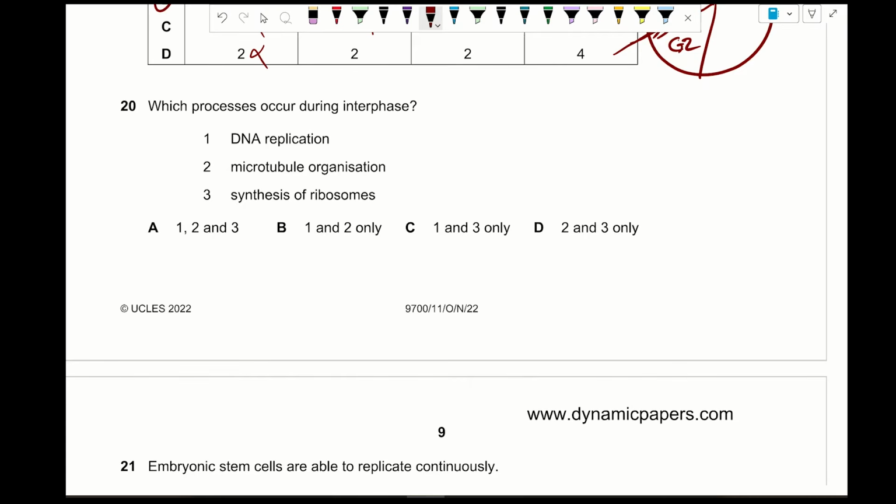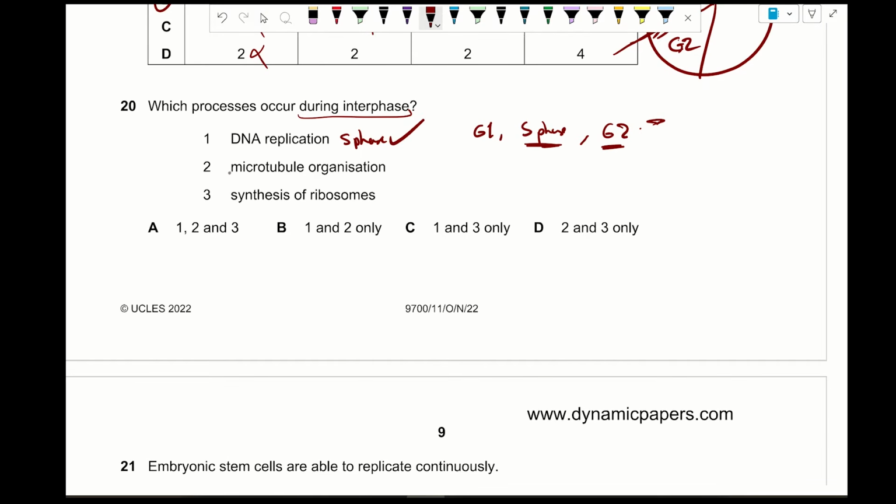Question number 20. Which processes occur during interphase? During interphase, we have the G1 phase, the S phase, in which DNA replication occurs, and the G2 phase, which is the growth of the cell. Now, what occurs during interphase? DNA replication, we said, is during the S phase. So this is correct.